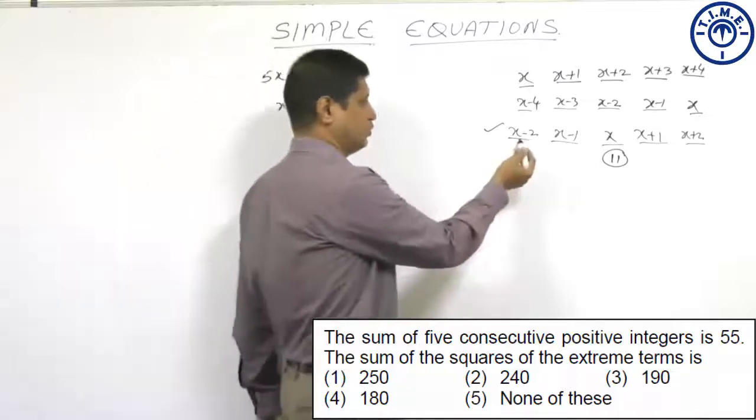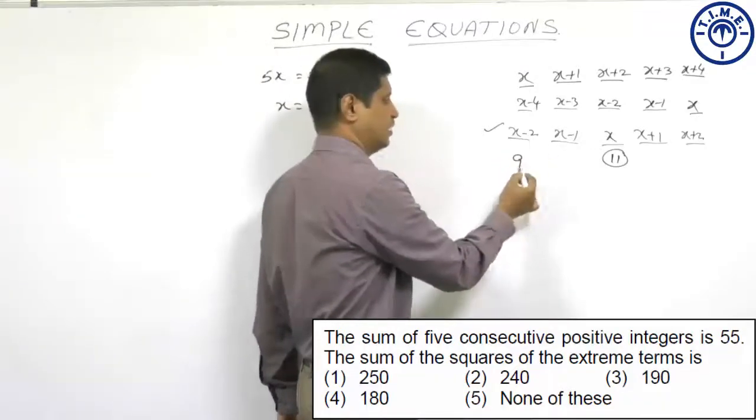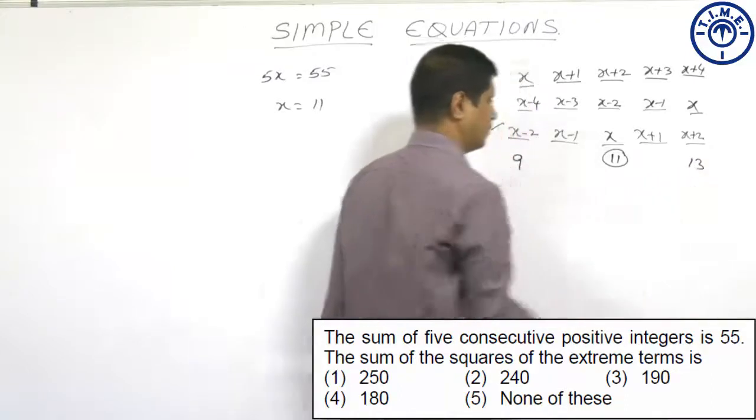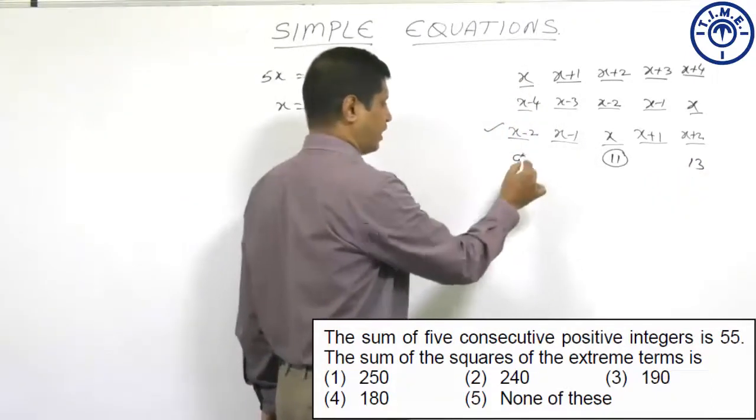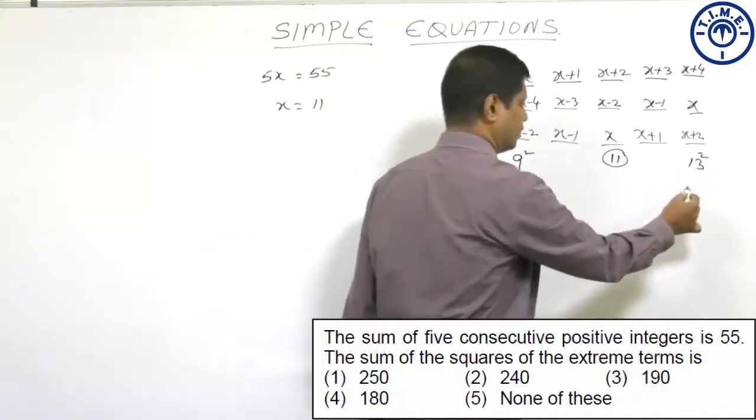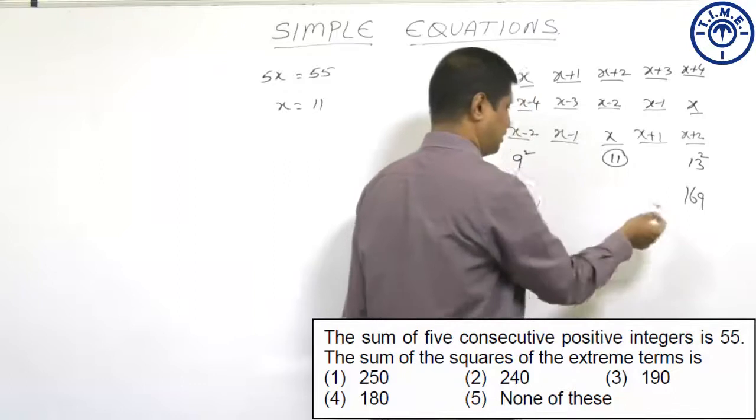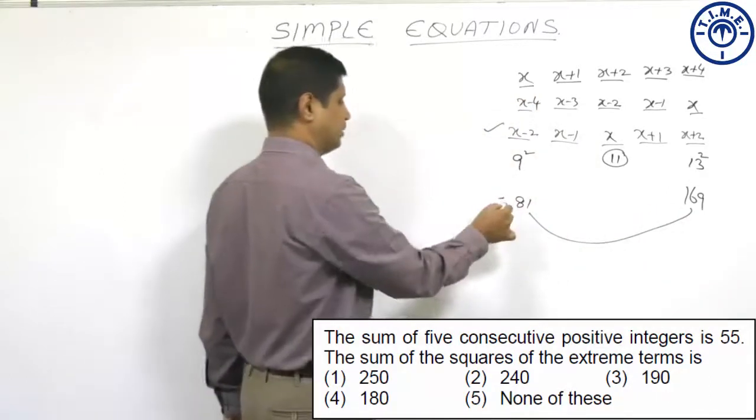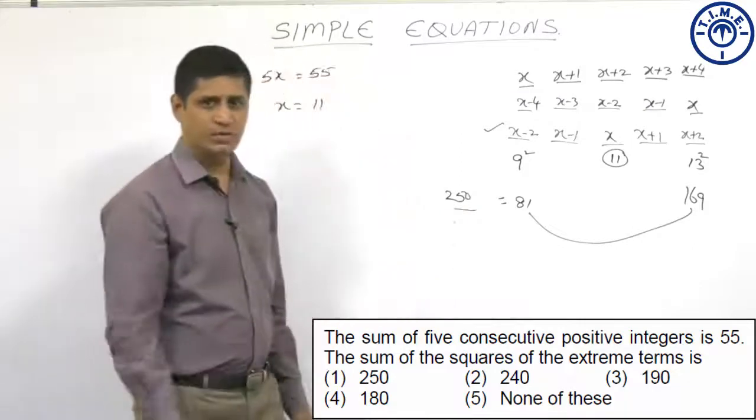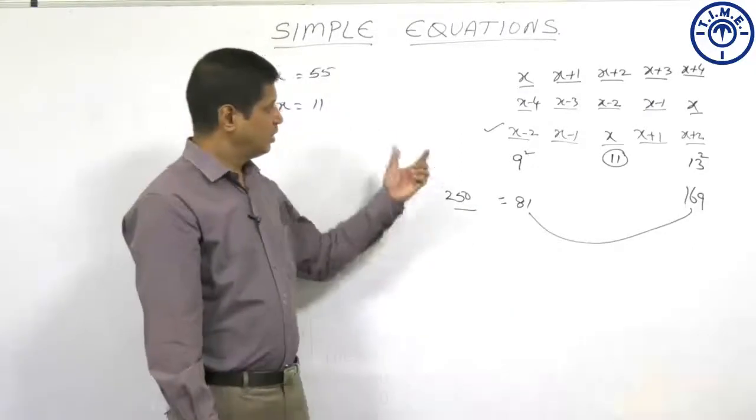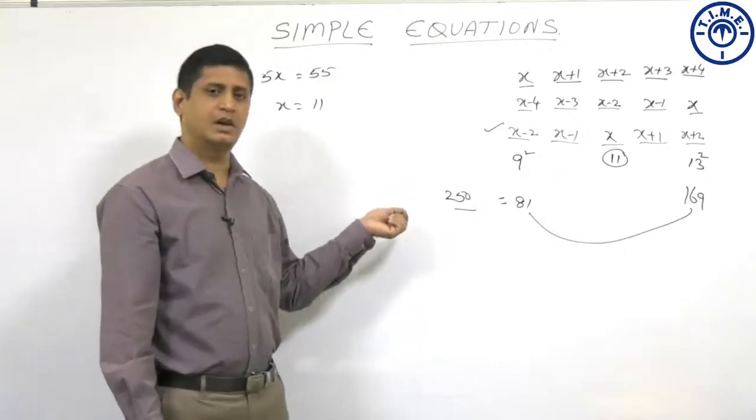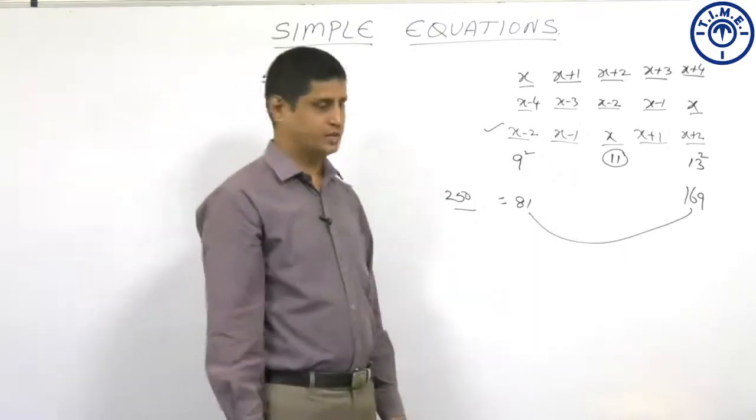Extreme terms means the first and the last. The first value 11 minus 2, 9. Last value 11 plus 2, 13. So what to find? 9 square means 81. 13 square means 169. Sum of these two values is 250. So 250 means option 1. If you observe the same question using the averages, it is very easy to answer the question.